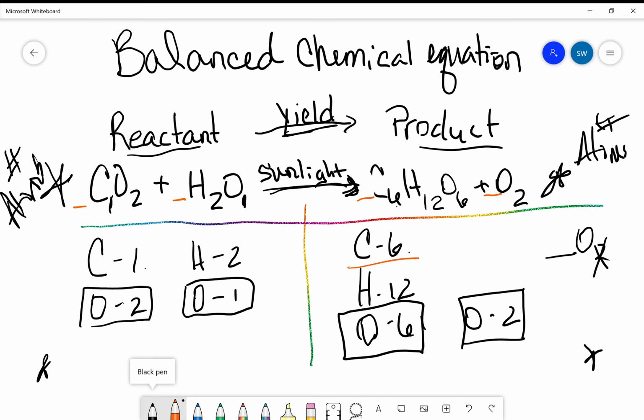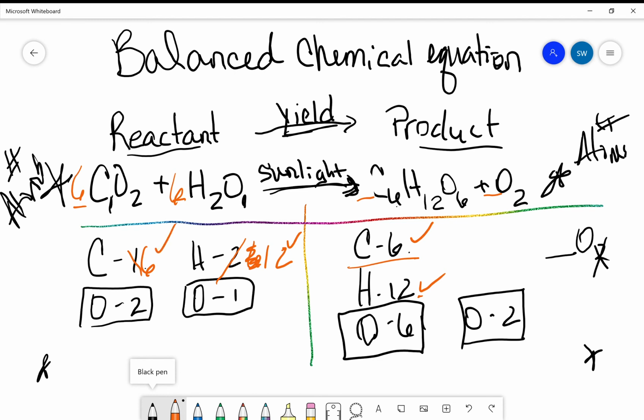So we know we need 6 carbon. So I'm going to put a 6 here. So 6 times 1 is 6. Okay, well now my carbon's balanced. Now what can I do? I know I have 12 hydrogen over here. I don't have 12 hydrogen here, but if I put a 6 here, I'm going to go ahead and switch this to, I'm sorry, not 6, 12. Because 6 times 2 is 12. I have 12 hydrogen now. Okay, check, check, check, check.